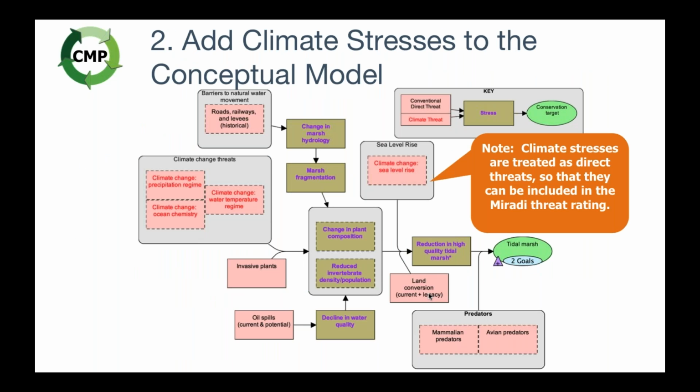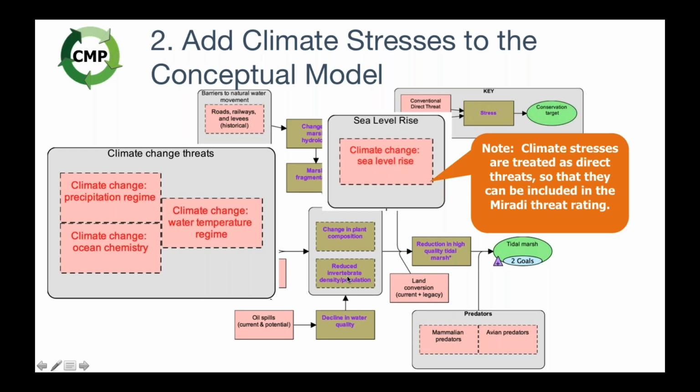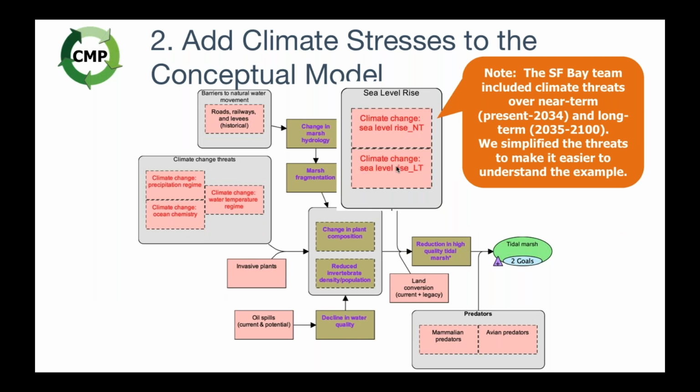So then you add in your climate change. Again, the climate stresses are being treated as direct threats so that they can be included in the threat rating. So we've got a change in water temperature regime, precipitation regime, ocean chemistry. All of that is affecting the change in plant composition and reduced invertebrate density. We've got sea level rise that's affecting the high quality tidal marsh. So high quality tidal marsh is both threatened by land conversion as well as sea level rise, basically. And there are other climate threats as well.